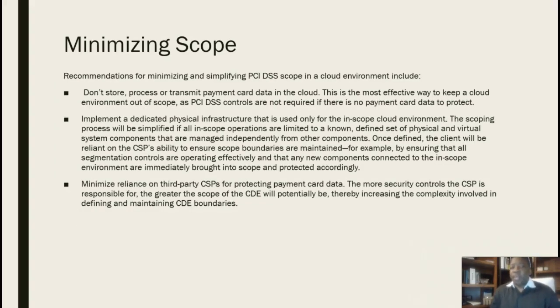All right, so how do you minimize the scope? We talked about segmentation to help minimize that scope, but there's some other things you can do, like don't store, process, or transmit credit card data in the cloud. You will minimize your scope if you don't do that. Implement a dedicated physical infrastructure. Minimize your use of third-party CSPs in protecting credit card data. So these are some of the 3 things that you can do. You can look at this at your leisure. You can pause the video and check it out.